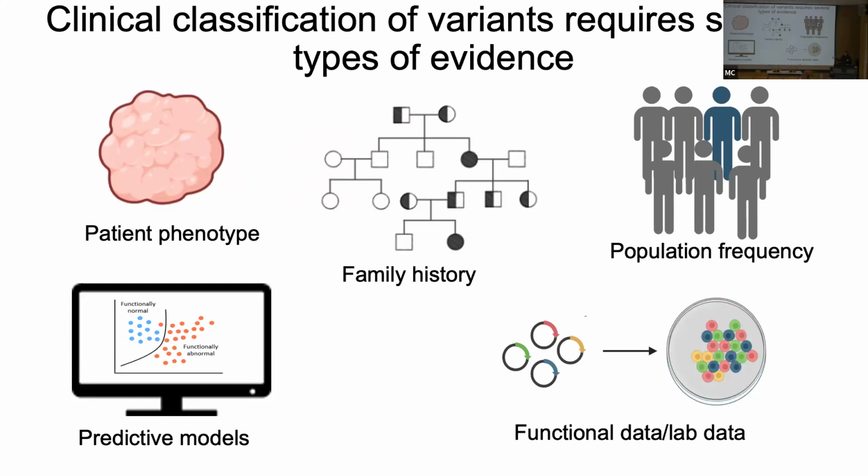So I'm calling it functional data because we're kind of assaying how each variant performs in lab. But you can also say it's lab data in this case. I'm using it interchangeably. And so what is functional data or lab data that we generate? What does it look like, and how does it help?